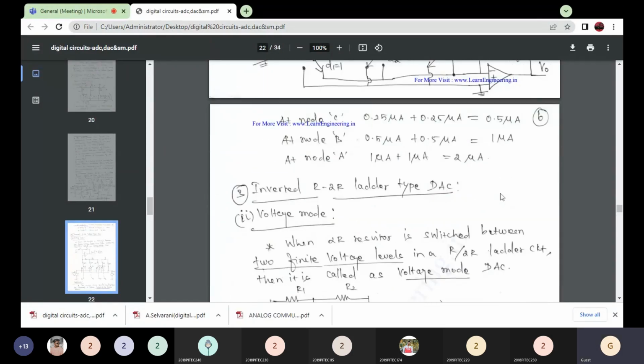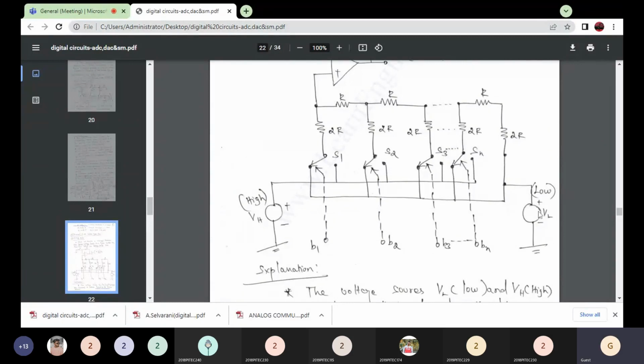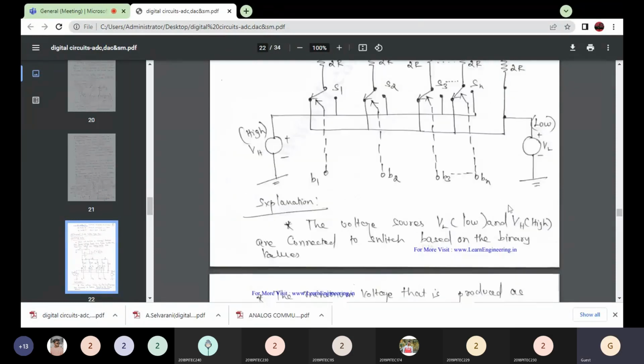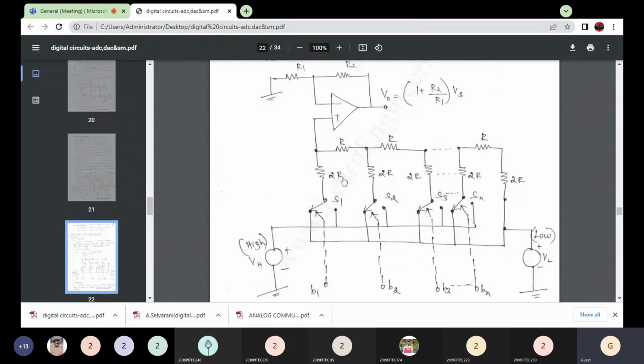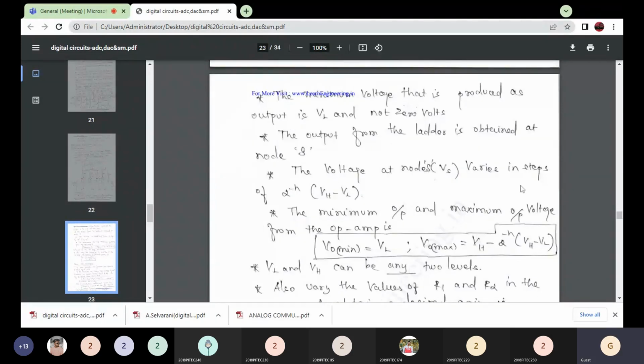Similarly, next we have the voltage mode. Here we use the high and low voltage sources. Here also the switch position, right or left, does not depend upon the binary word, and is connected to the voltage source. So here also the current does not change with the binary data. In voltage mode also, we are improving the accuracy of the digital to analog converter.